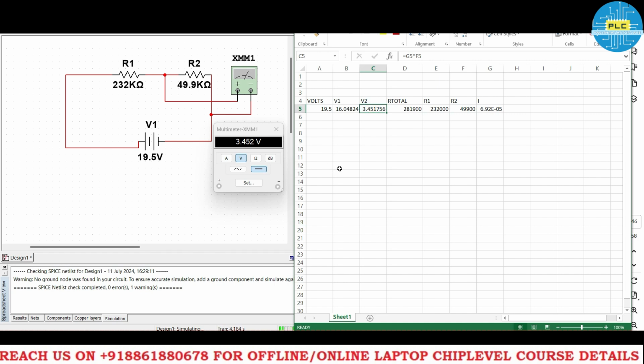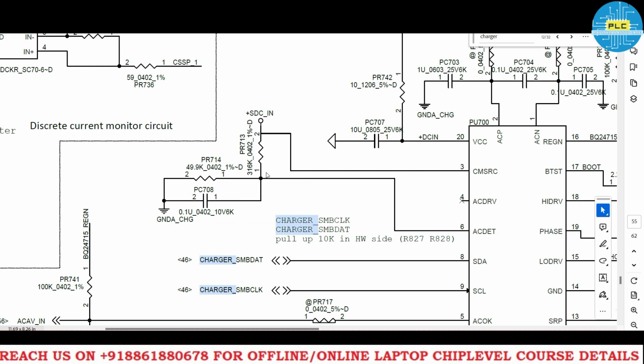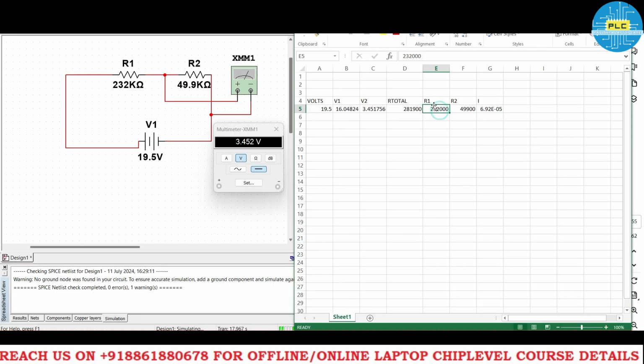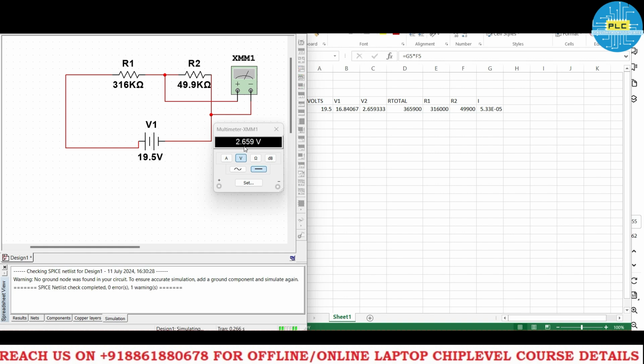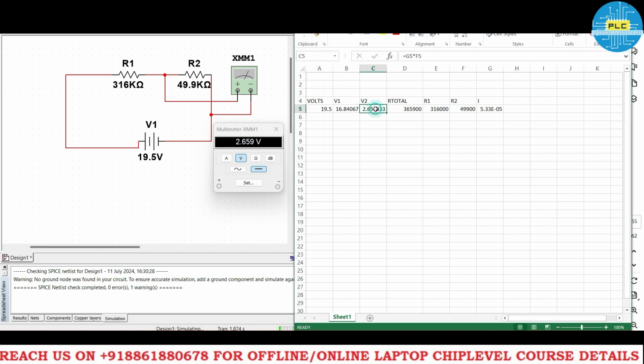As per the second schematic, what will be the result? See, R1 is 316K and R2 is 49.9K. Only 316 changes. What is the voltage across V2? 2.65. Let us check in case of 316. Okay, now you check: 2.659. Correct. So as per the second schematic also, if R1 is greater than R2, we will get lesser voltage here. And the final schematic also we will check.